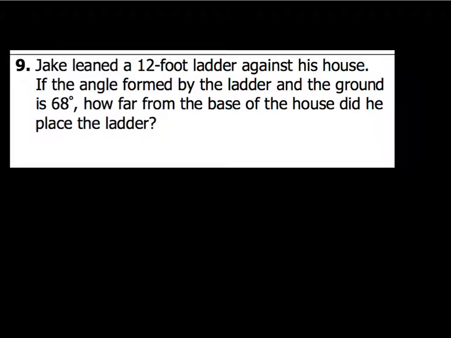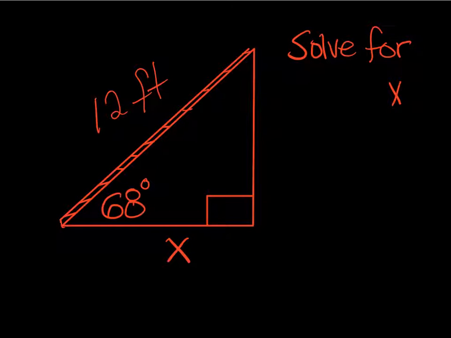Let's take a look at the word problem. Jake leaned a 12-foot ladder against the house. The angle formed by the ladder and the ground, 68 degrees. How far from the base of the house did he place the ladder? So here's the picture. Here's the ladder leaning against the house. Here's the angle with the ground. How far from the house? So we're going to do our stand, label, set up, and solve.